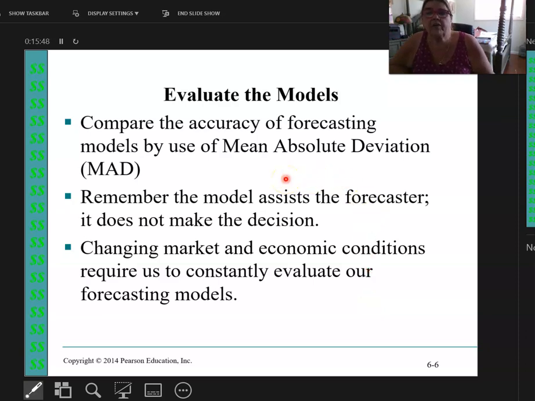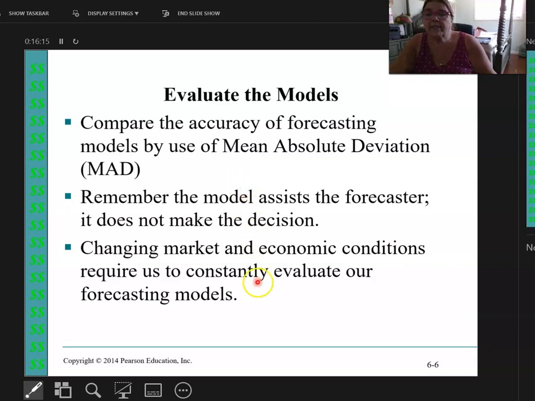We need to compare the forecasting models by using what we call the mean absolute deviation, or the MAD. The mean is a number that's used in statistics, and we'll talk about it. Remember, whatever model you choose is only to help you. It doesn't make the decision. You, as the individual, still have to make the decision about what to put on the forecast.